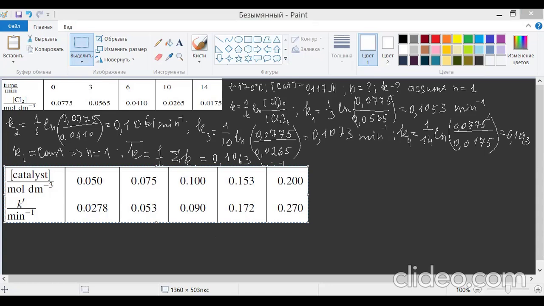Oh gosh. We should use the following results to determine the order with respect to catalyst. The value of k prime quantitatively found as above. Okay, as above or as below? It's a good question.